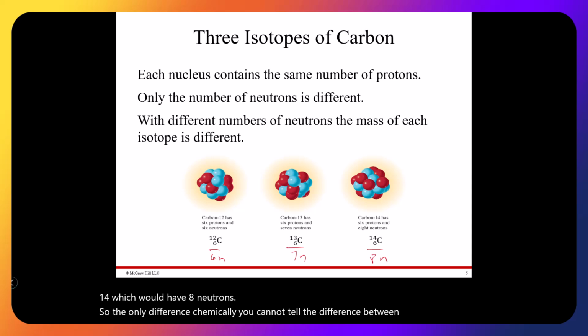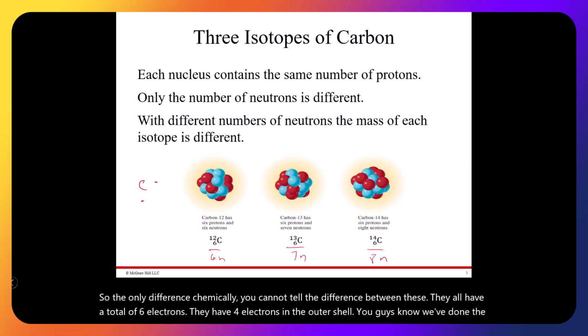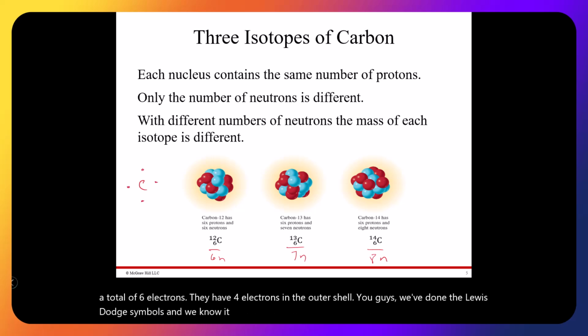They all have a total of 6 electrons. They have 4 electrons in the outer shell. We've done the Lewis dot symbols, and we know it has 4 valence electrons, and that is what is involved in a chemical reaction.